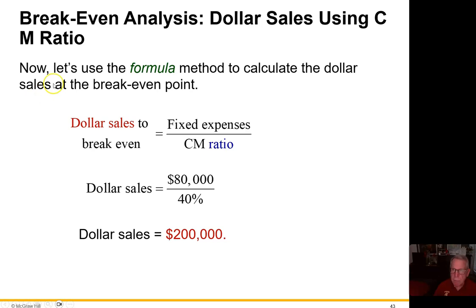Okay, so here they've broken that down nicely for you. They're taking the fixed costs divided by the contribution margin ratio to get the $200,000 break-even point in sales dollars.